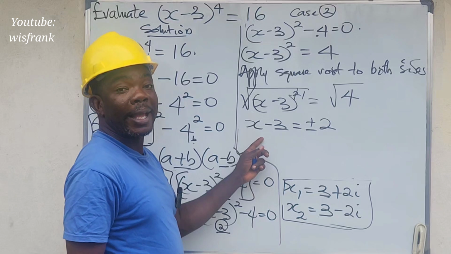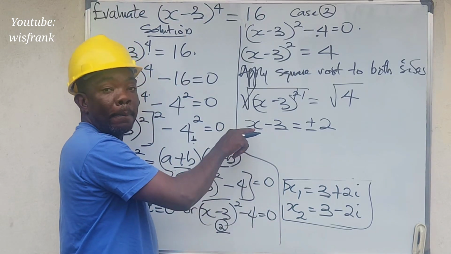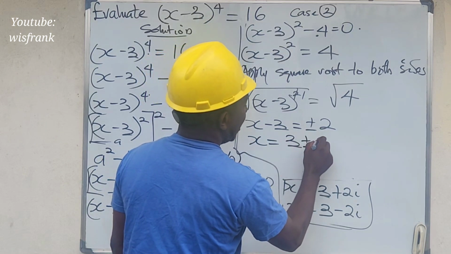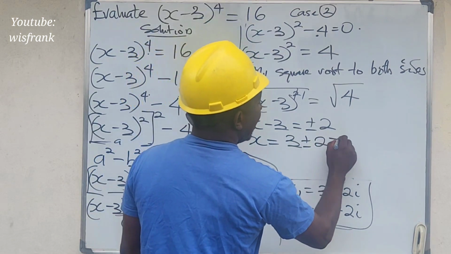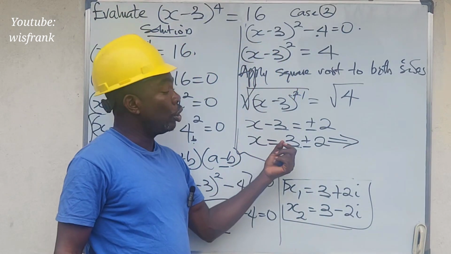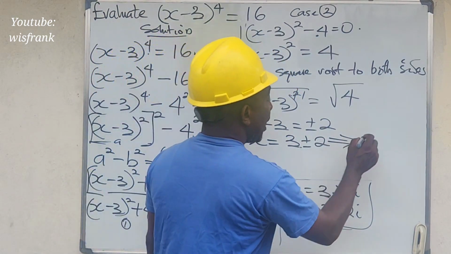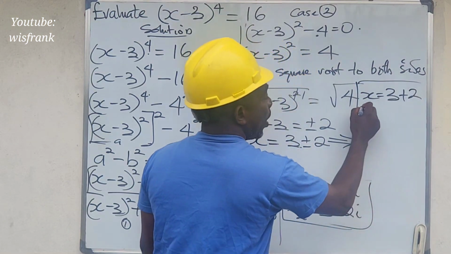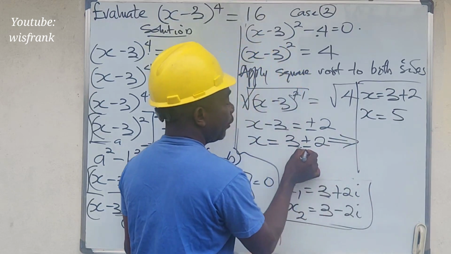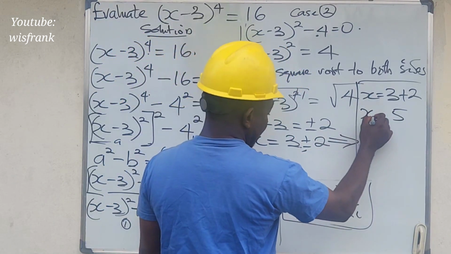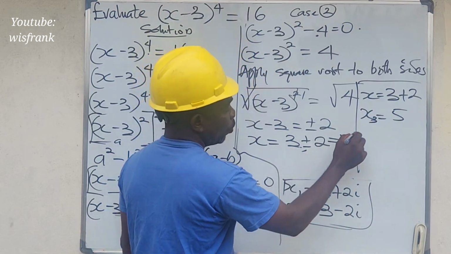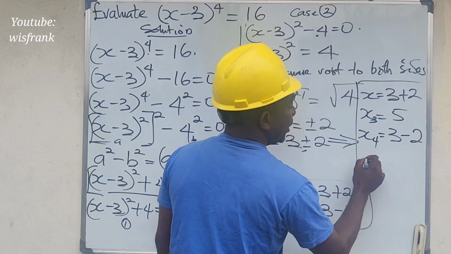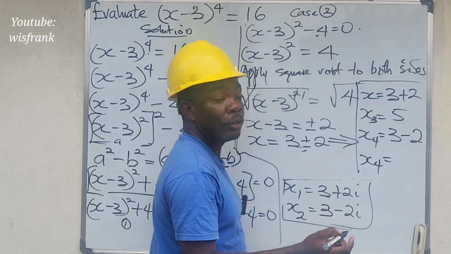So in this case, for us to make x the subject of this expression, we need to transpose minus 3 to the other side. So this will become x equals 3 plus or minus 2. From here, we have two values of x, because we have plus or minus. Our x will be equal to 3 plus 2, where our x equals 5. That is the first value of x, which is x3. The second value of x, which is x4, is going to be 3 minus 2. So in this case, our value of x4 equals 3 minus 2, which is 1.